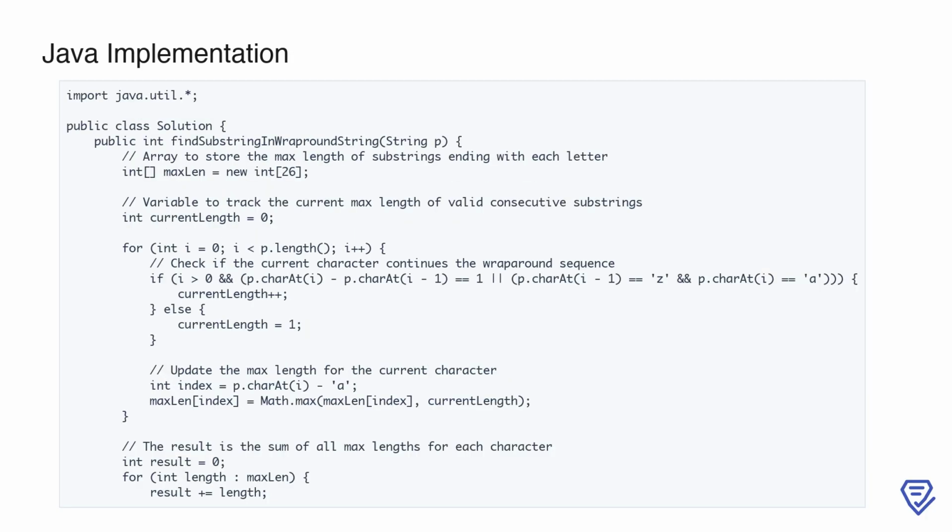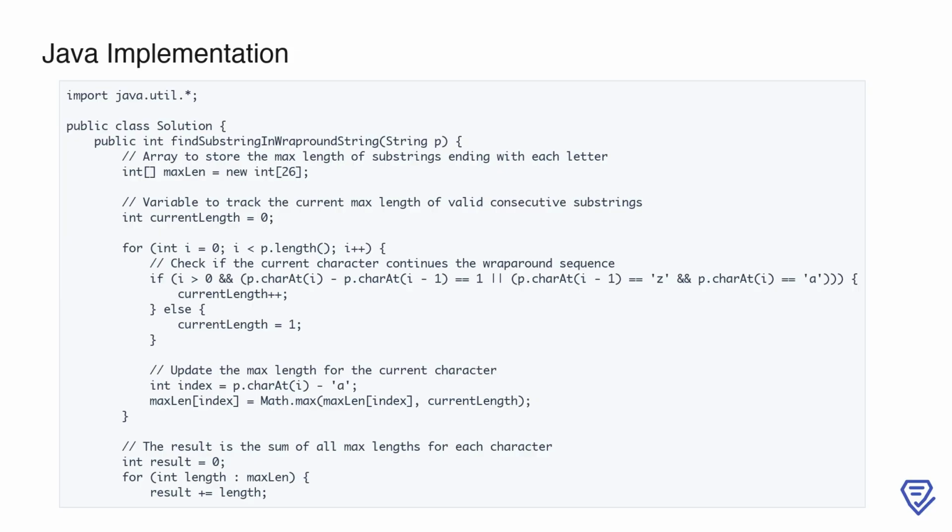Here, we start by defining the findSubstringInWraproundString method, which takes a string p as input. The goal is to determine the total number of unique substrings in the infinite wraparound string of the alphabet. First, we initialize an integer array maxLen of size 26 to store the maximum lengths of substrings ending with each letter from a to z. This will help us track the contribution of each letter to the final result.